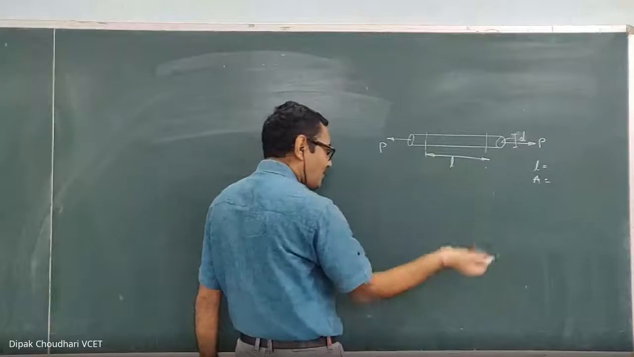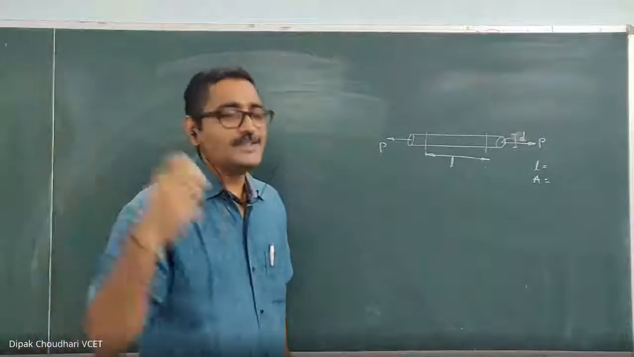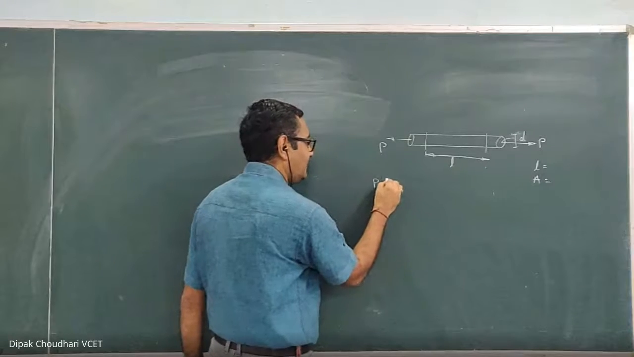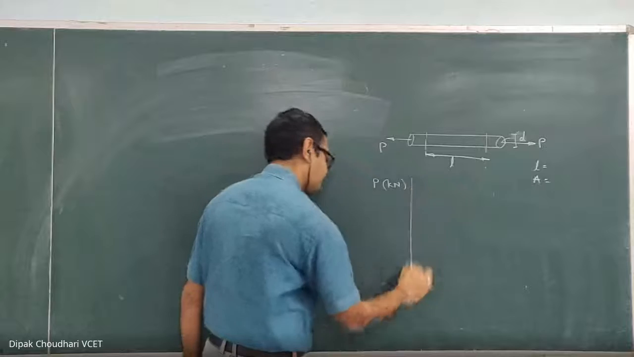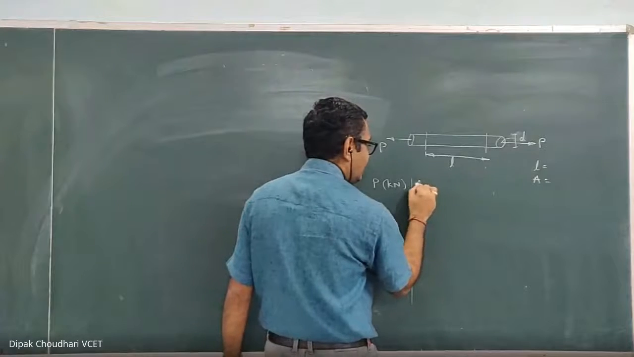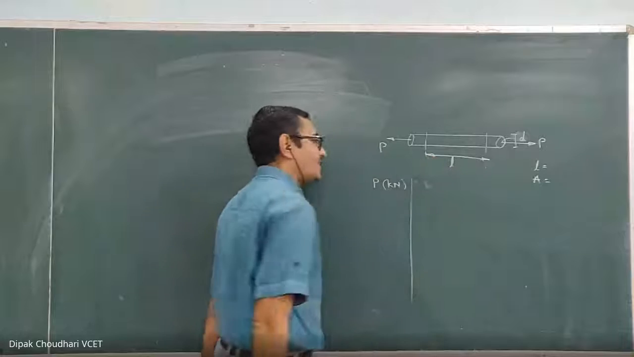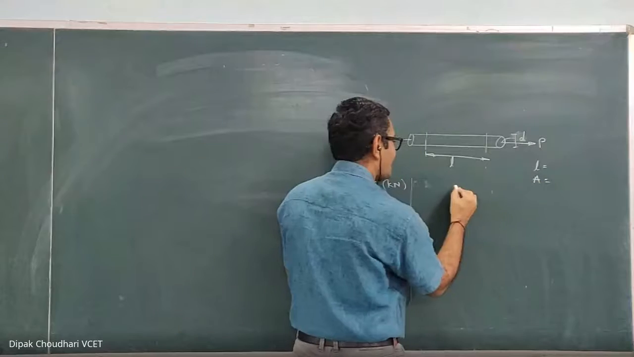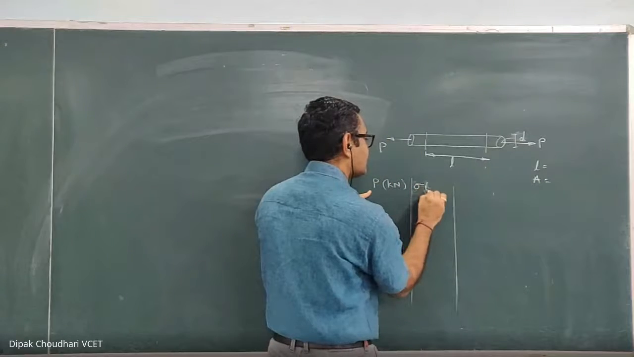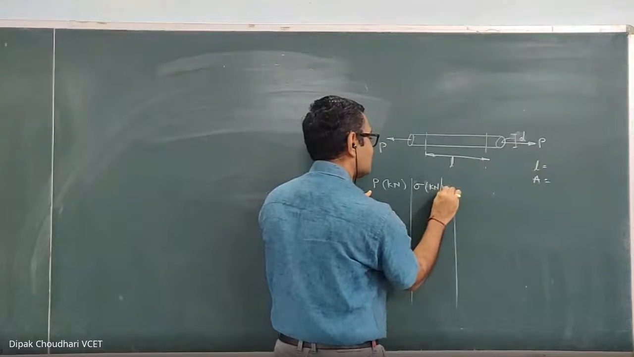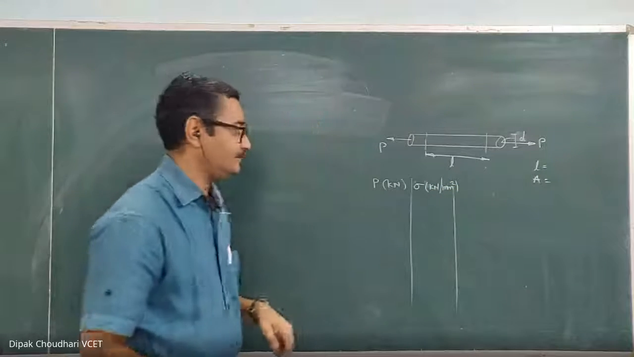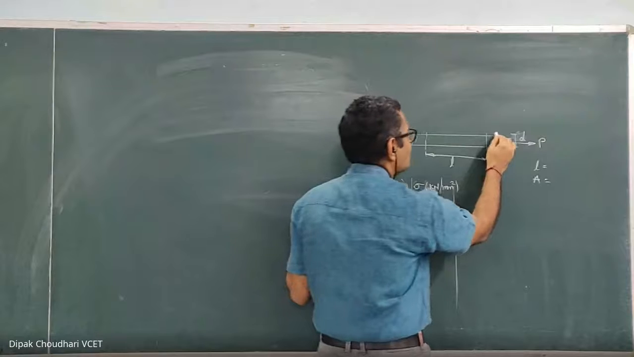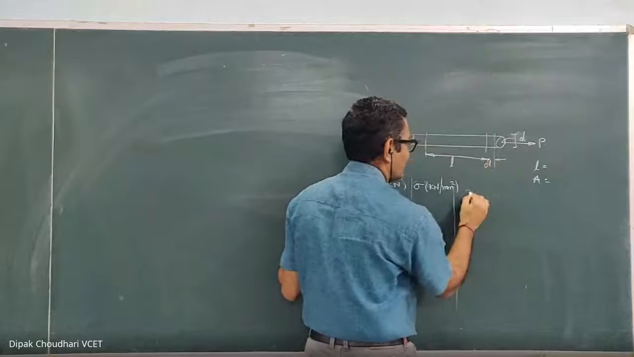So what readings are we going to take on this universal testing machine? We are going to note how much load P is applied, mostly in kilonewton. The cross-sectional area is known to you; every time it is not required, that is the original cross-sectional area. Then corresponding to this force P and this original cross-sectional area, we are going to calculate the stress. This stress will be in kilonewton per millimeter square, taking the area in millimeter square. Then corresponding to this force P, how much is the increase in length? That we are going to calculate: the delta L.